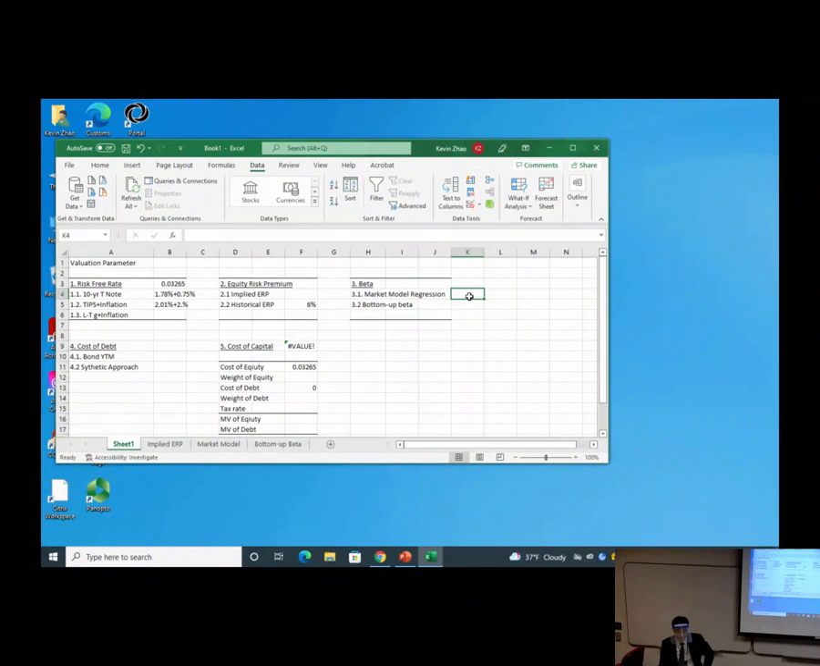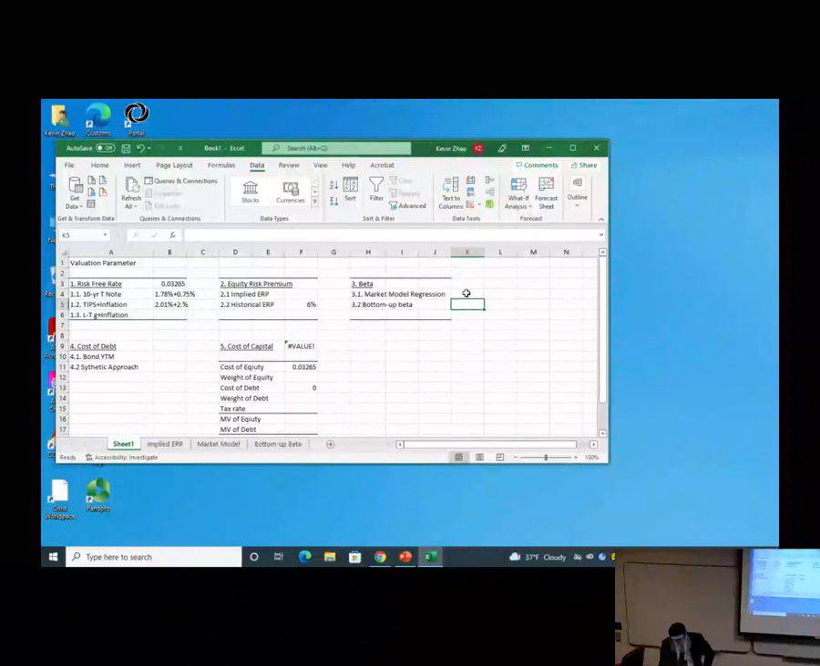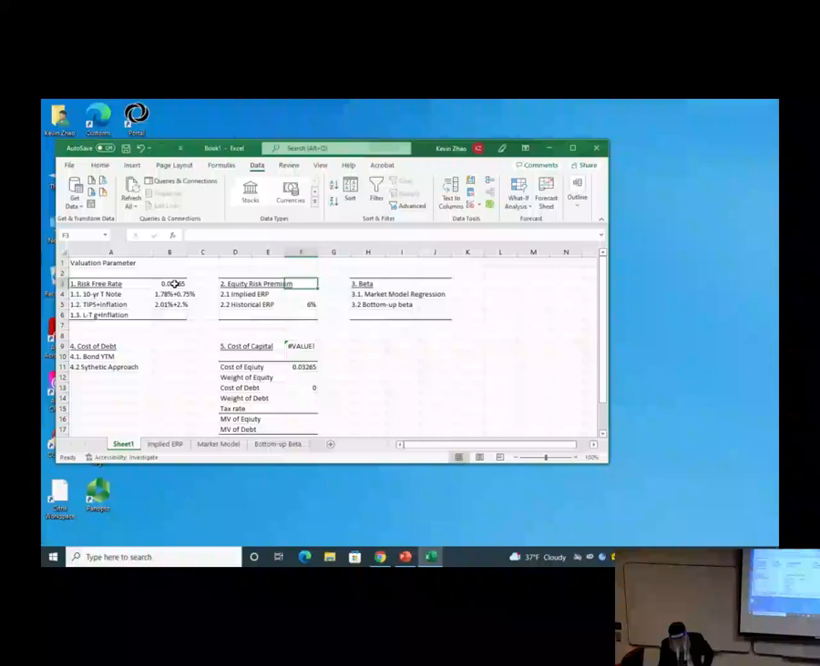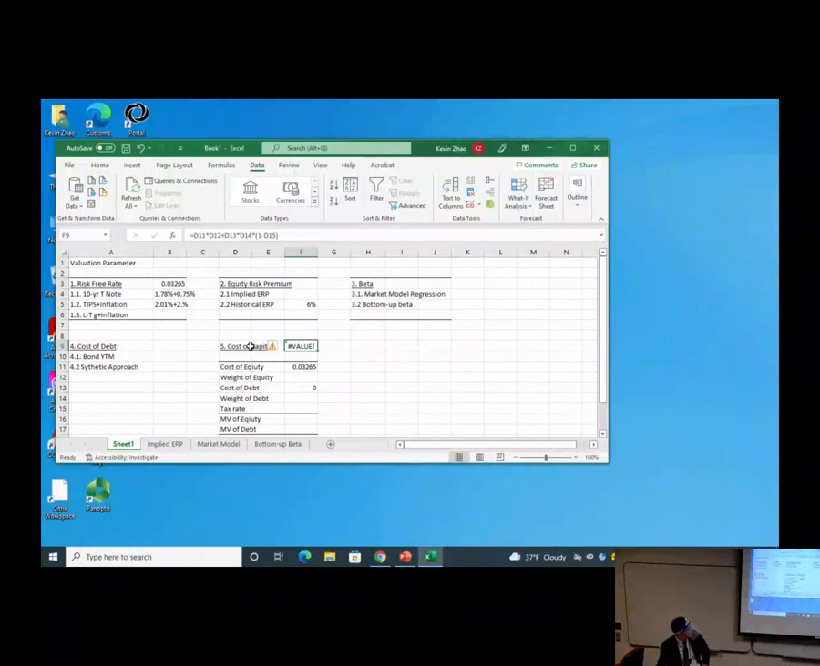So anyway, you got those three things. Once you get this beta, equity risk premium, and risk-free rate, you can put everything here. Cost of equity. All right.